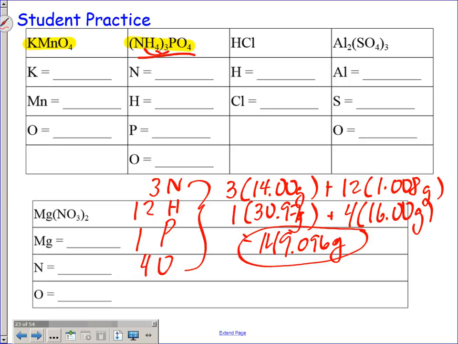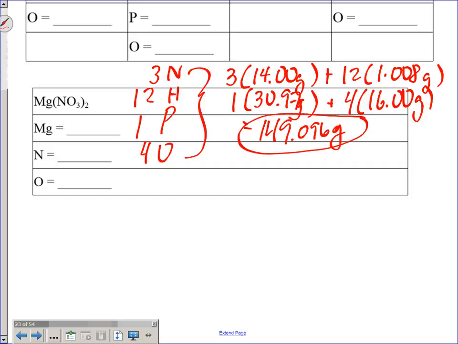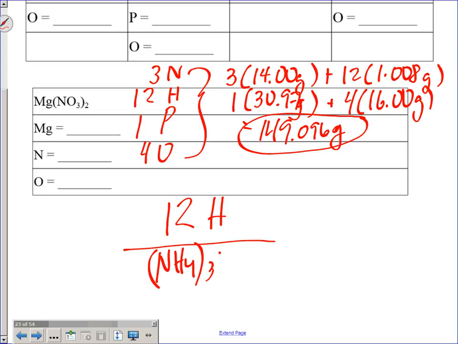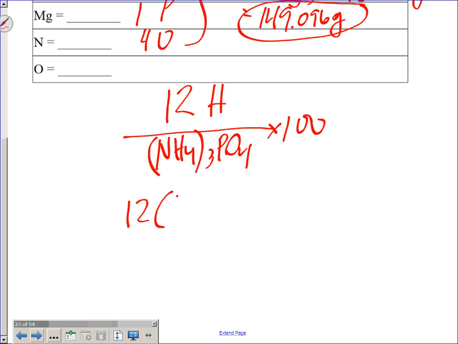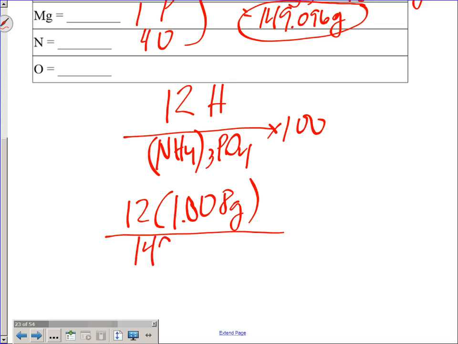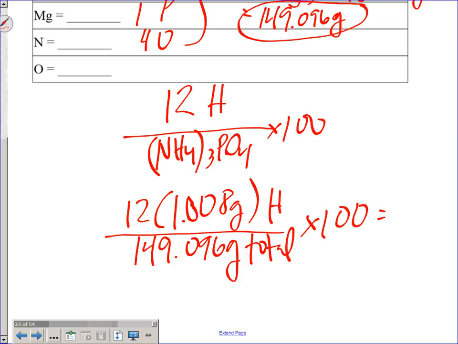So if I wanted to find the percent of hydrogen, you're going to take all of the hydrogens, there's 12 of them, over your total molar mass of ammonium phosphate, and you're going to times that by 100, right? But instead of writing it like this, because it doesn't give me a lot of information, what are you writing instead? 12 times the molar mass of hydrogen, 1.008 grams, divided by the total, 149 and some change grams, this is our total compound and this is just of hydrogen, times 100, and what do you get for your mass percent of hydrogen?